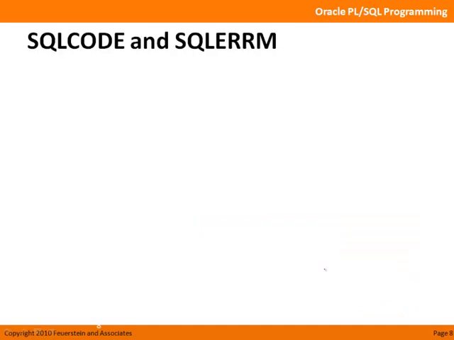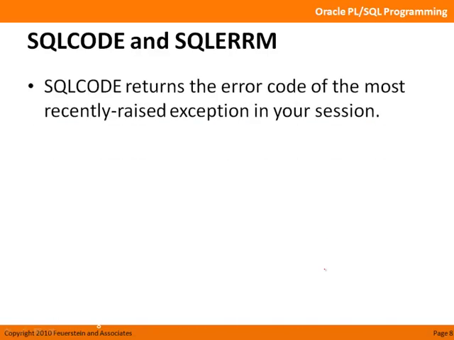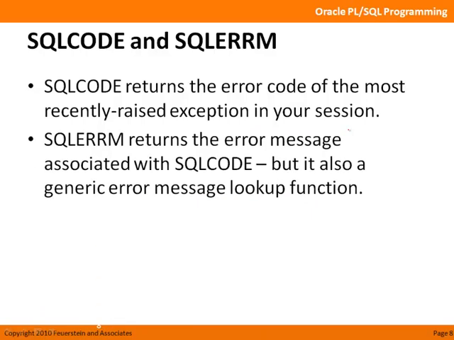So first of all, the classic functions that have been around forever that I'm sure you all know about, SQLCODE and SQLERRM. SQLCODE returns the error code of the most recently raised exception in your session. So if it's a no data found, it might be an ORA-01403, it might be a -1 for a dup val index. It's the error code. SQLERRM returns the error message associated with SQLCODE. In other words, it's commonly used to return the error message of the current error, but it also is a generic error message lookup function.